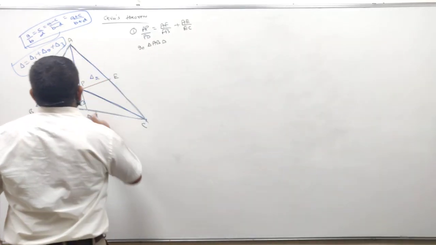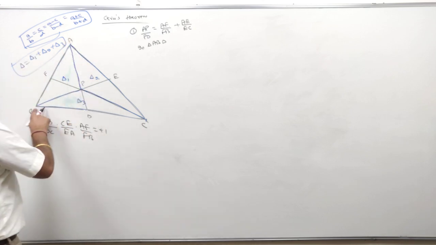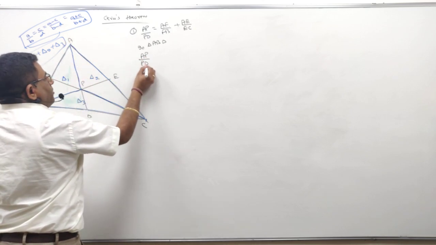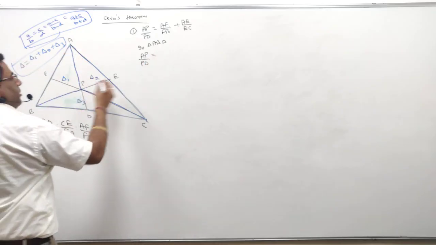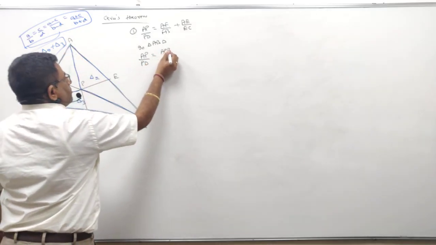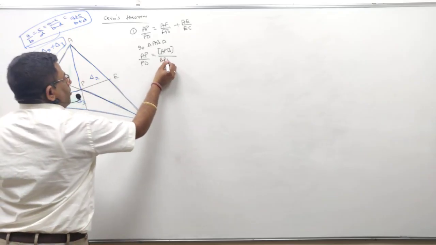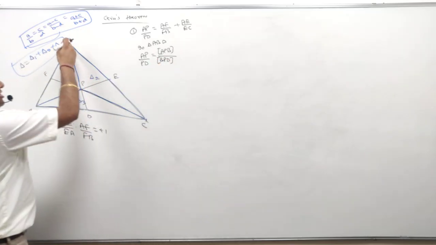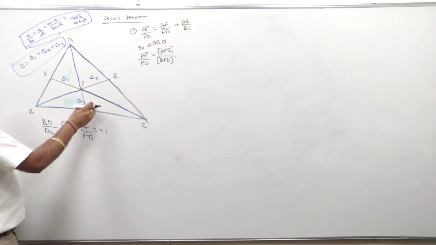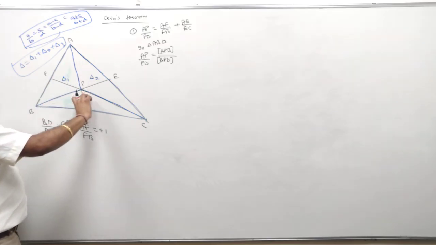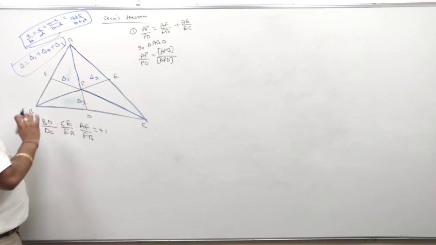In this way, I am considering triangle ADB. So AP upon PD becomes area of APB upon area of BPD. Hope it is clear to all of you. I am considering AD as a base and B as the vertex angle. Then AP upon PD is equal to the area of this triangle to the area of this triangle.